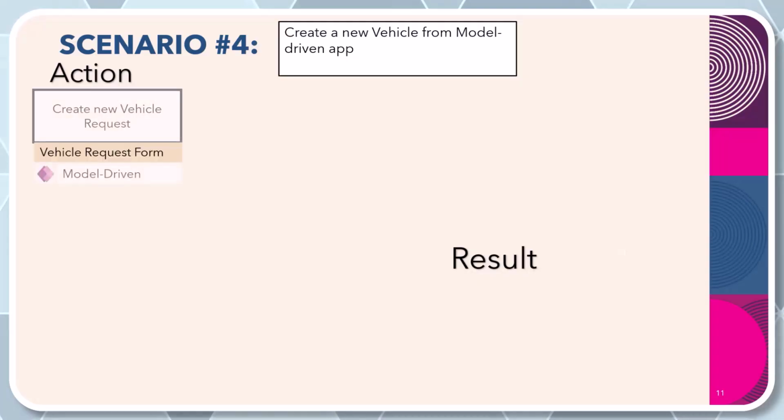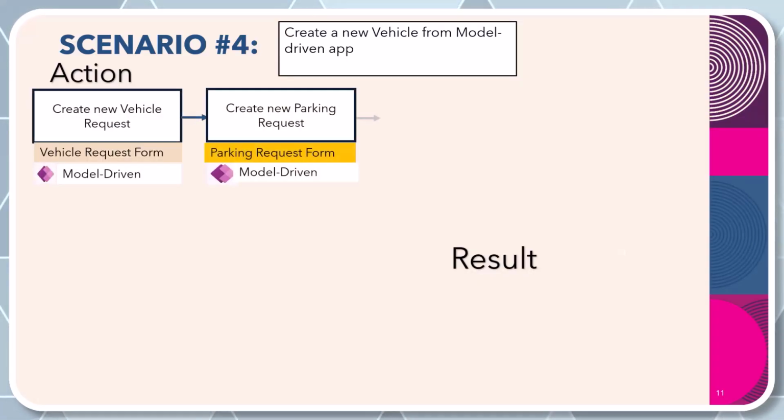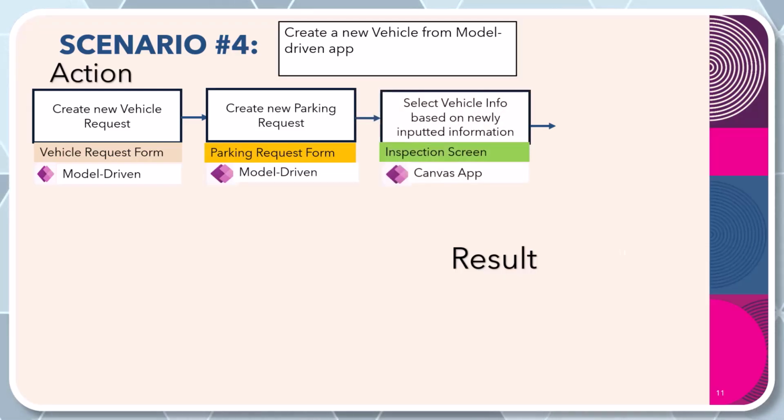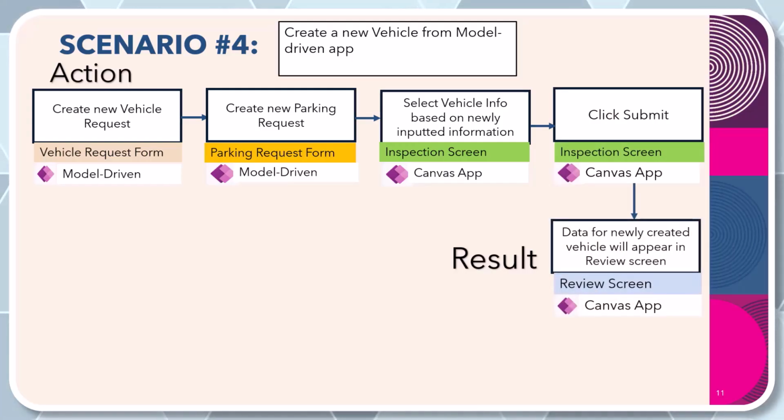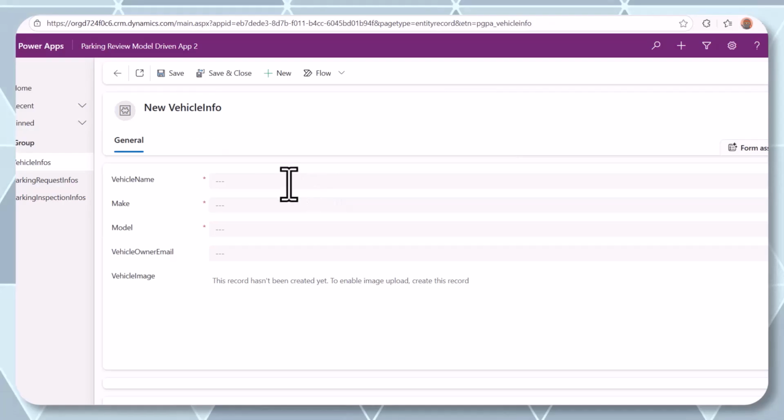In scenario 4, I show how a new vehicle requested from the model-driven app would appear in the Canvas app. In this scenario, I created a new vehicle request. Then I create a new parking request. These are both in the model-driven app. Then I would enter the Canvas app inspection screen and select the vehicle info based on what was input before. I would click Submit, and the result is the new request that will appear on the review screen.